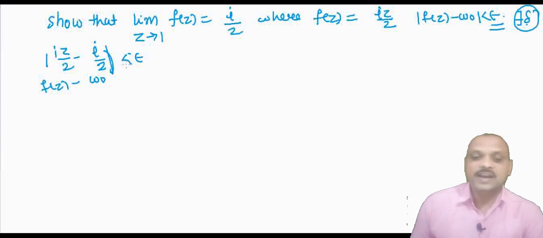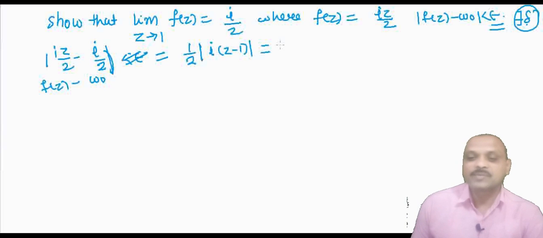So let us first calculate this. This is iz divided by 2 minus i divided by 2. We can take 2 common, so we write this as 1 by 2 times i into z minus 1, right? So applying the modulus property, this is 1 divided by 2 into mod of i into mod of z minus 1. But friends, what is mod of i? Mod of i is 1. So it is 1 by 2 into mod of z minus 1.